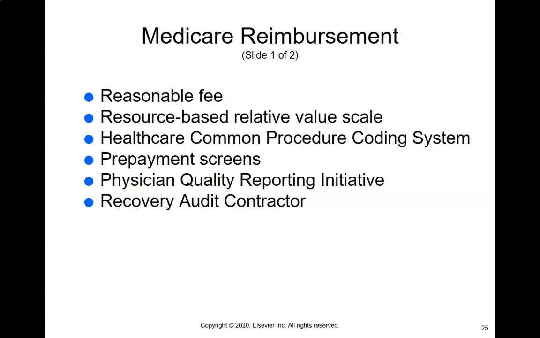The resource-based relative value scale is a system that Medicare uses for establishing fees. This system takes into account the work value, the overhead expense, and malpractice values for all current procedural terminology codes that are published in the Federal Register each November. Healthcare Common Procedure Coding System HCPCS Level 2 codes are used when submitting a claim for certain appliances and procedures for which Level 2 codes rather than CPT procedure codes are indicated.